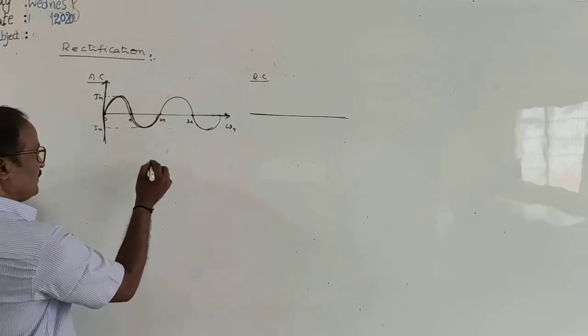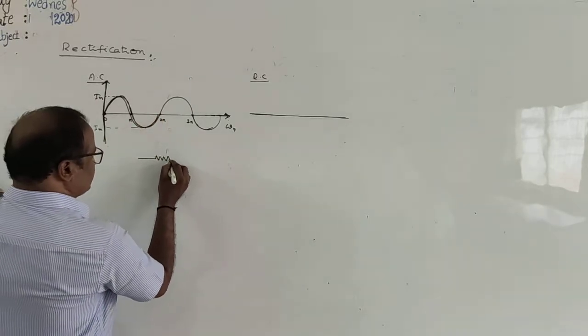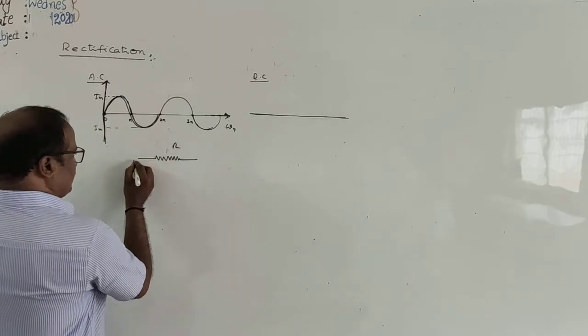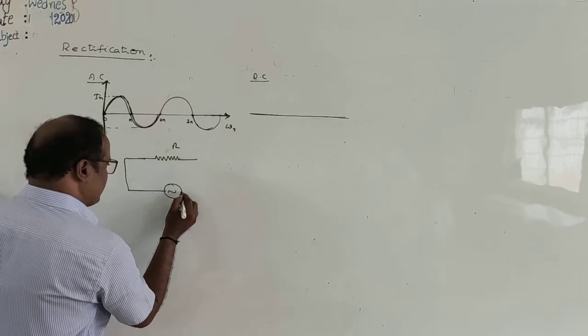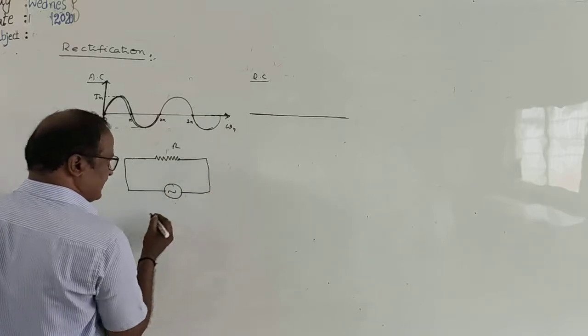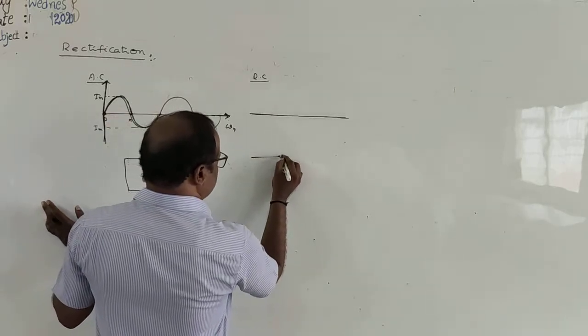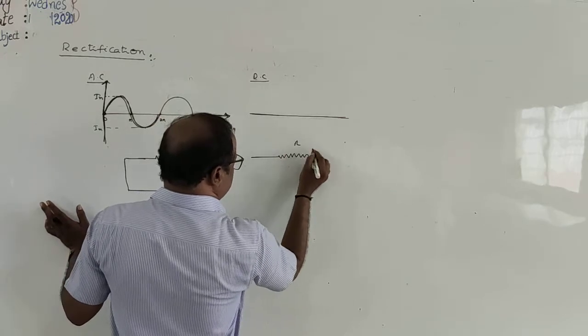Suppose there is a resistance. It is connected across an AC source. This is the symbol for an AC source. Also here, it is the resistance.